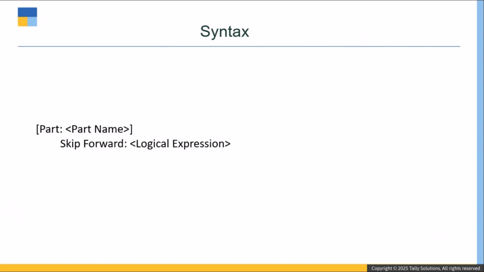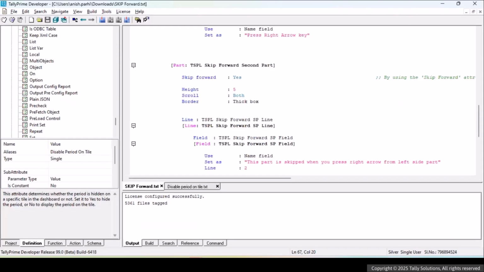The syntax for the same is as shown. Skip Forward: logical expression, where the logical expression is any expression that evaluates to a logical value. Now, let's see how the same can be seen in Tally Prime and how a part is skipped using this attribute. Let us open Tally Prime Developer.